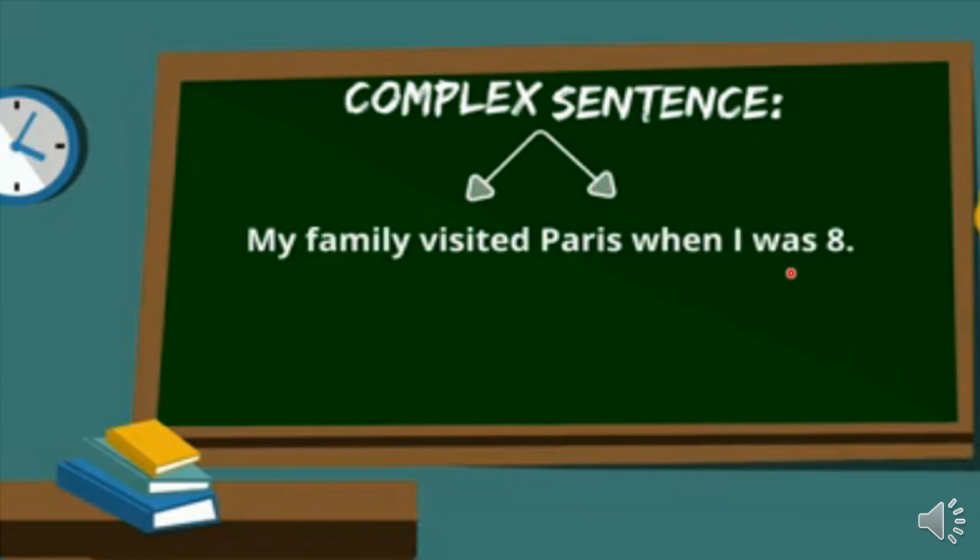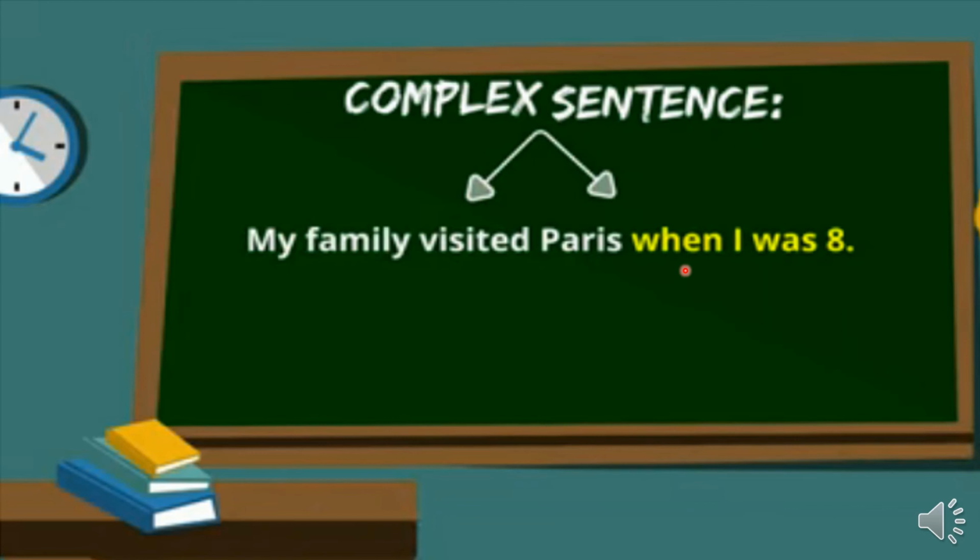So first, in order to identify the independent clause and the dependent clause, you have to look for the hint or the clue or the signal word, which is the subordinating conjunction. In this case, we have here "when" in this sentence. So "when" here is the subordinating conjunction, so we know that what comes after it is the dependent clause. So here, "when I was 8" is the dependent clause, and "my family visited Paris" is the independent clause.